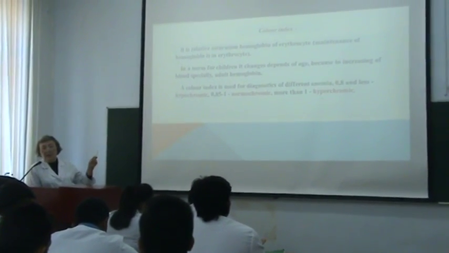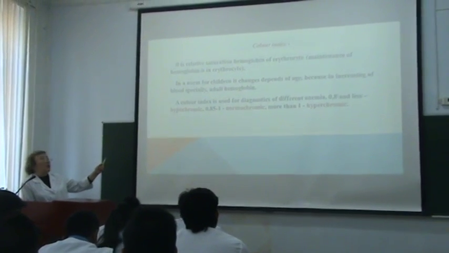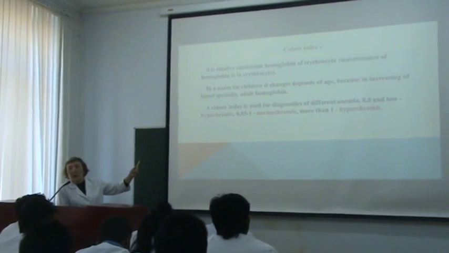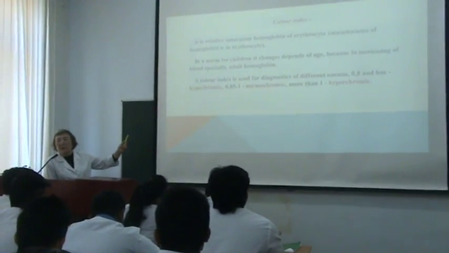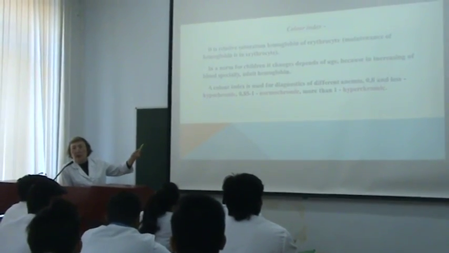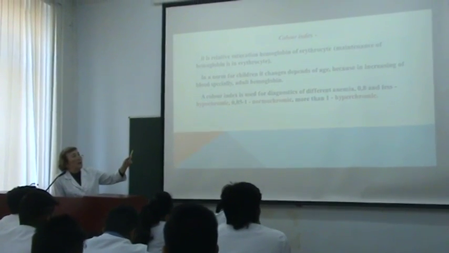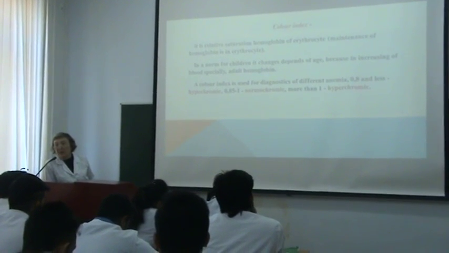0.8 and less, this is hypochromic anemia. If we have a level of 0.85 to 1, this is normochromic anemia, and more than 1, hyperchromic.